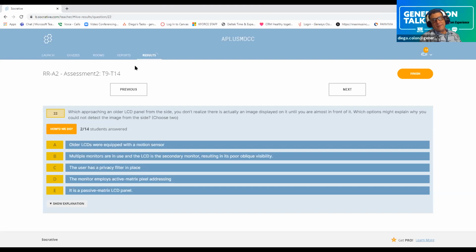You're on mute. When approaching an older LCD panel from the side, you don't realize there's actually an image displayed on it unless you are almost in front of it. Which options could not detect the image from the side? Choose two. A, older LCDs were equipped with motion sensor. B, multiple monitors are in use and the LCD is the secondary monitor, resulting in poor oblique visibility. C, the user has a privacy filter in place. D, the monitor employs active matrix pixel addressing, or E, is a passive matrix LCD panel.